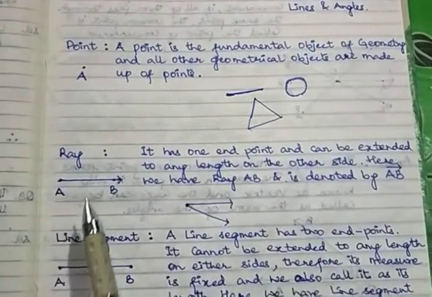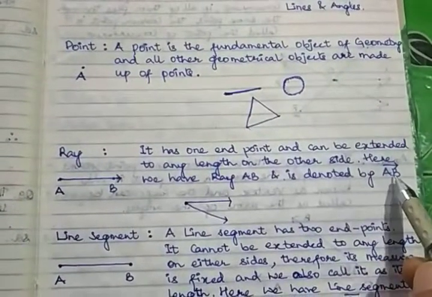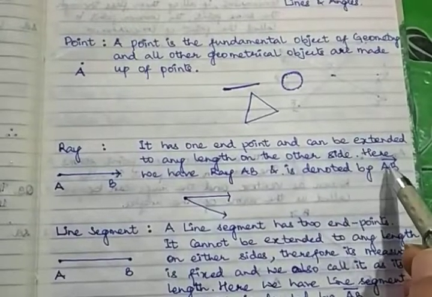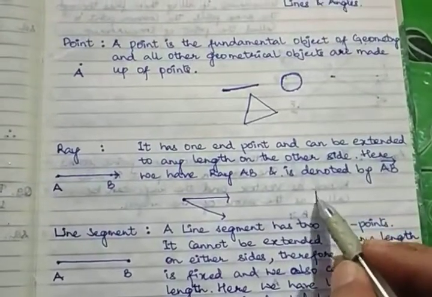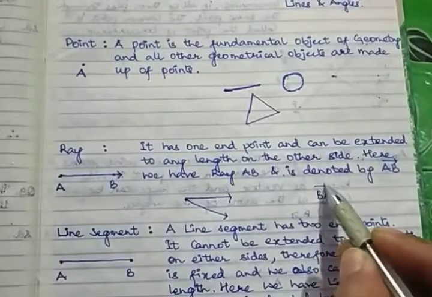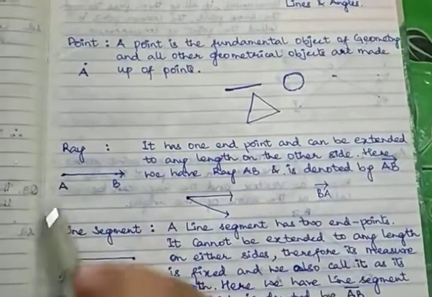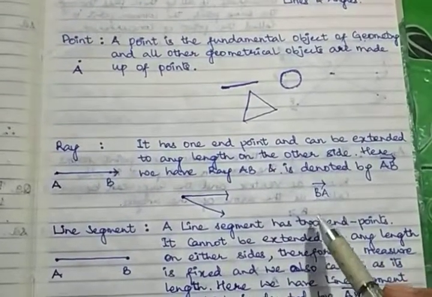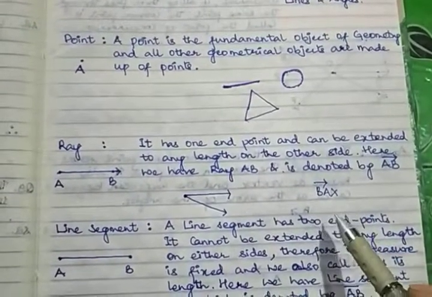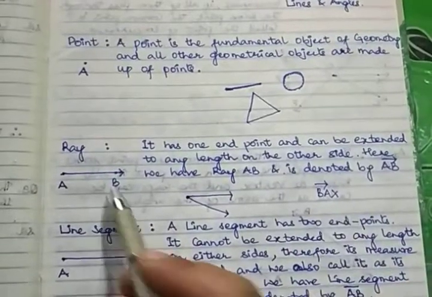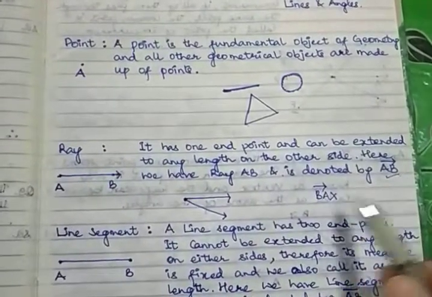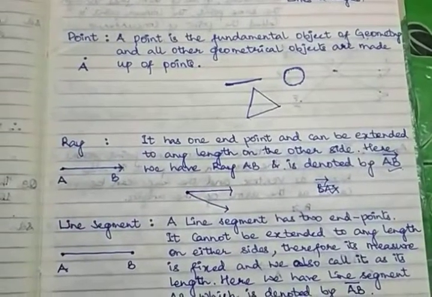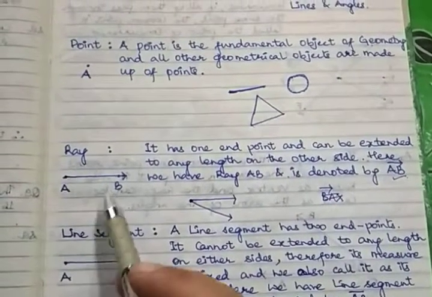It is denoted by the symbol AB, with the arrow extending from A towards B. You cannot write it as BA, because A was our end point. If B were the end point, it would be extending towards A, so that one would be incorrect. So AB is the correct term to denote the ray AB.